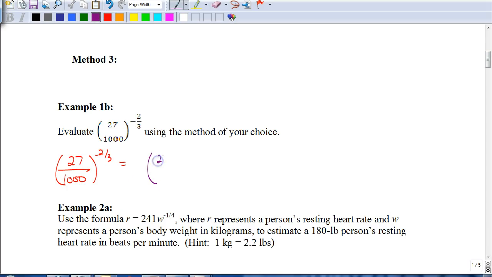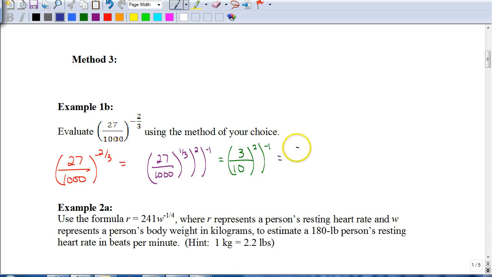So it's going to be 27 divided by 1,000. First we apply the root, then we apply the power, then we apply the negative. So the cubed root of 27 is 3. The cubed root of 1,000 is 10. So we're done with the cubed root, so now I'm going to square it and then apply the negative.